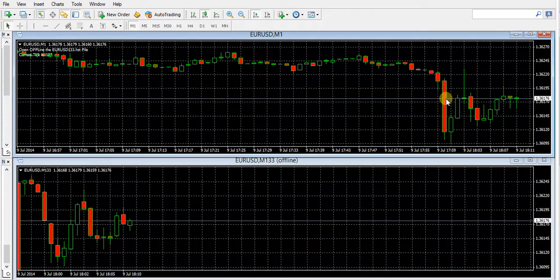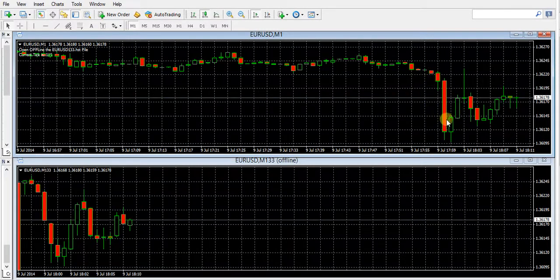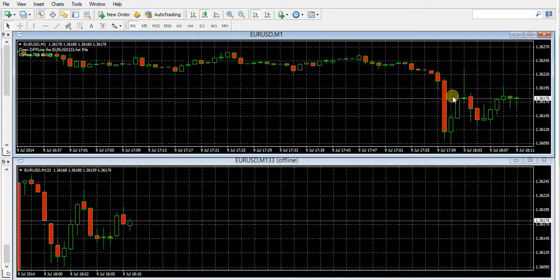So right now it's kind of meandering a bit, kind of tapering off. I guess whatever selling pressure there was here is being met with equal buying pressure.